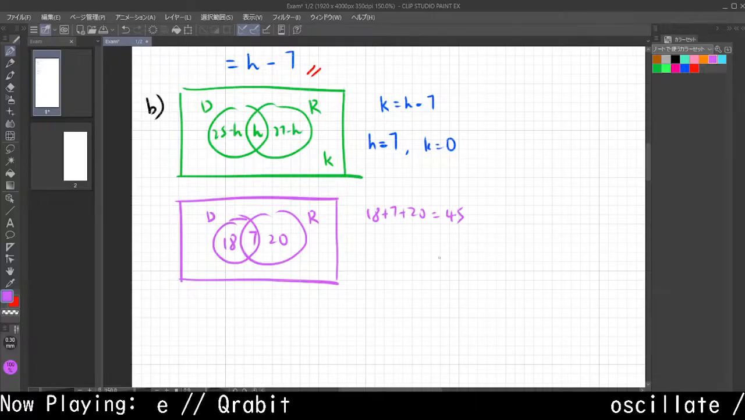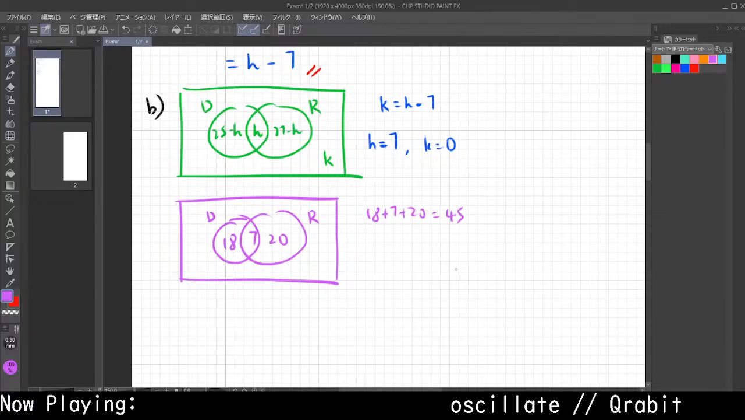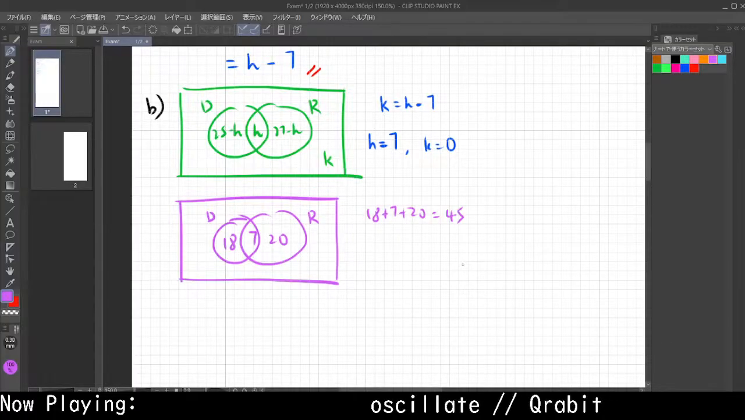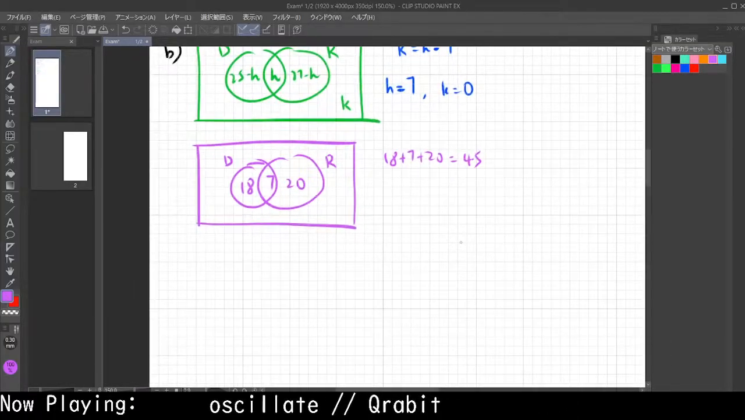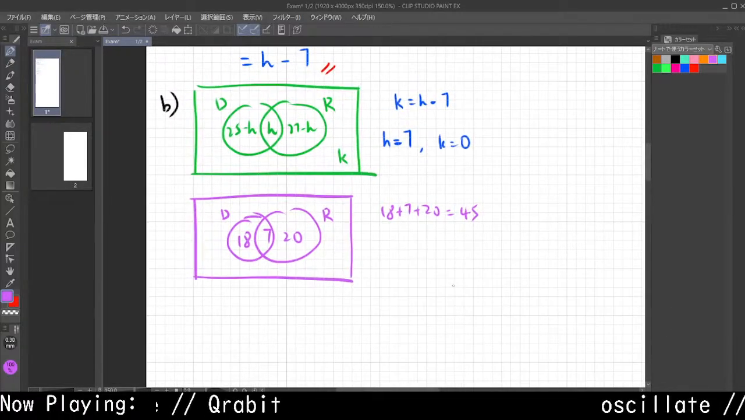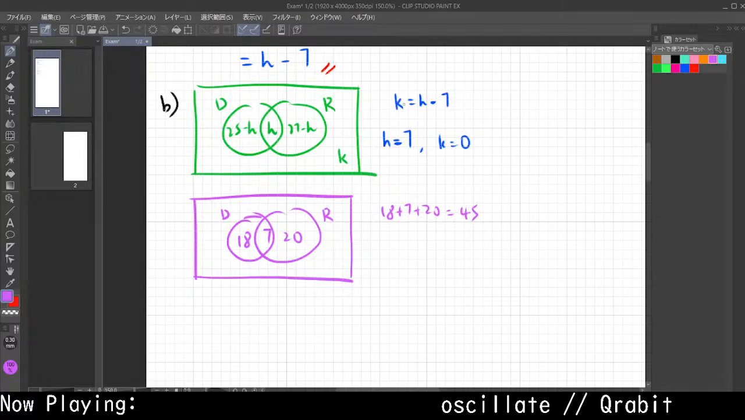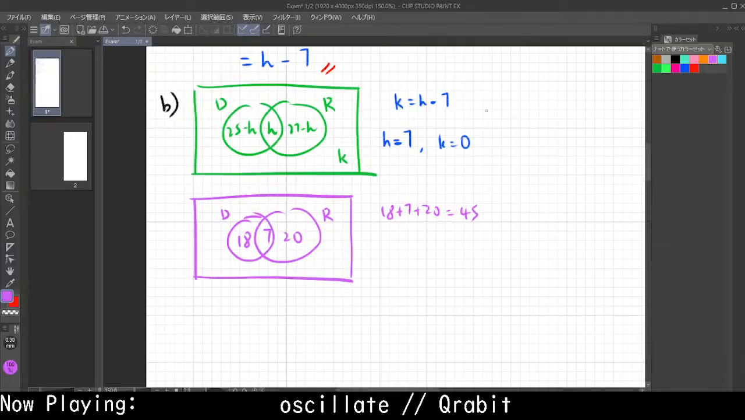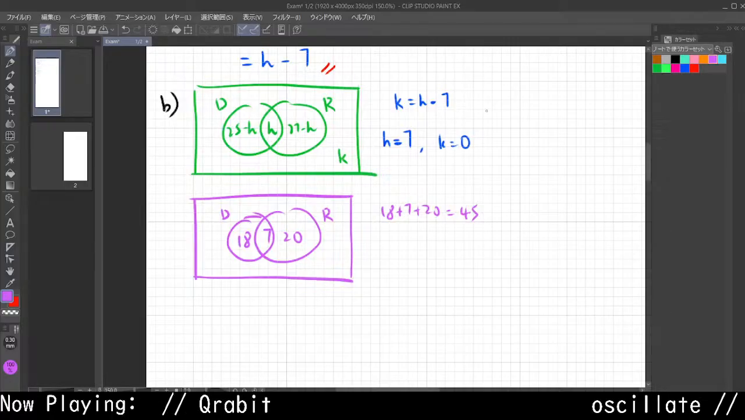Okay, next, how to make your k maximum. We want to see how things need to be achieved. This is not as straightforward as the minimum case. To make your k the maximum, you also want your h to be as big as it can, because k equals h minus 7. So if k needs to increase, h also needs to increase.